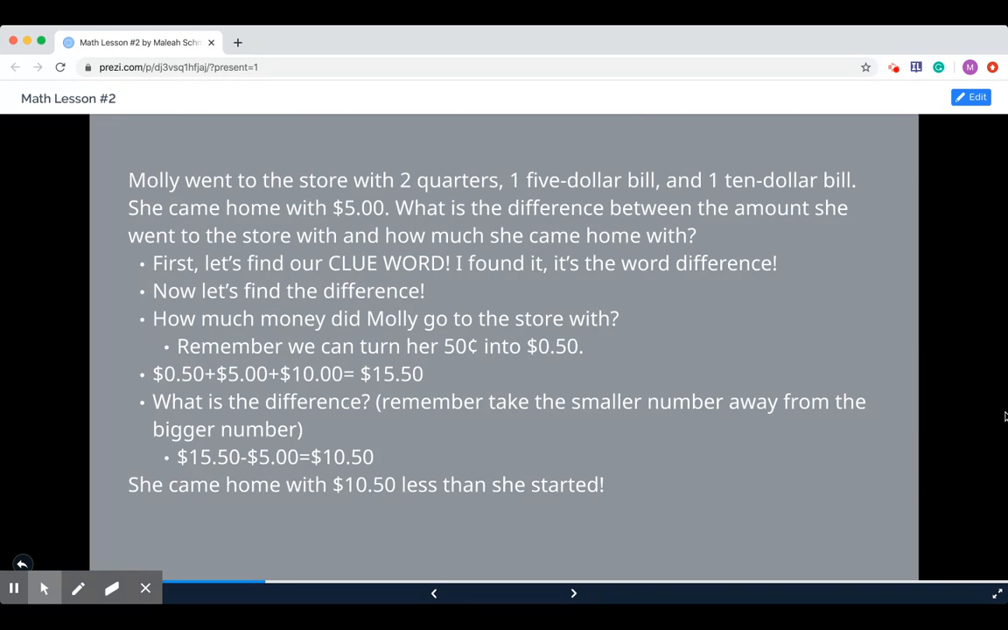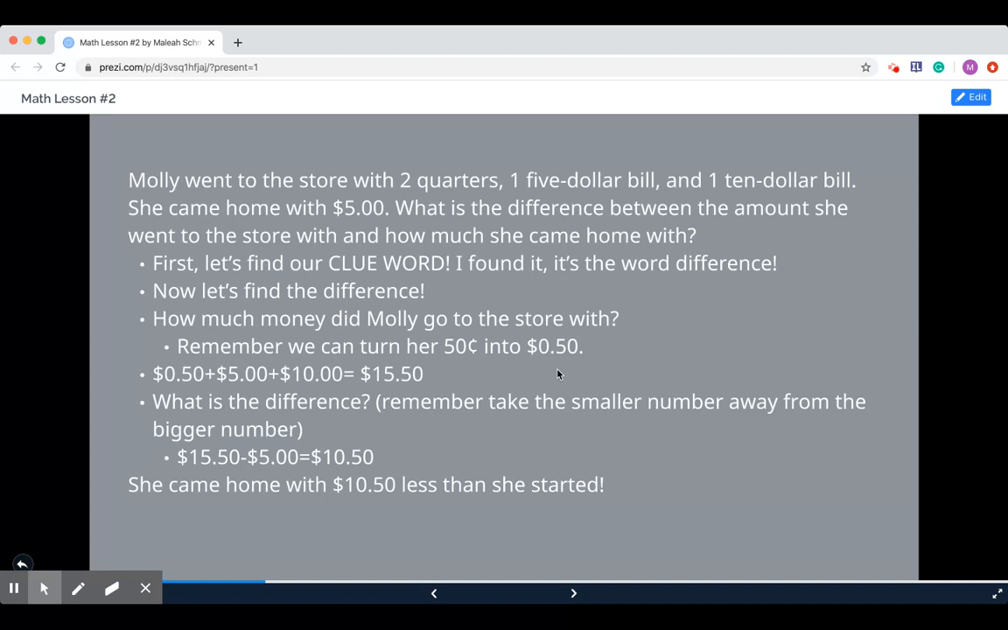First, we have to figure out how much money Molly went to the store with. So our 2 quarters is worth 50 cents, but we can't write it with the cent sign after. Let's make sure we write it this way. So we're going to turn this into this. We're going to have a dollar sign, a 0 with our decimal, with our 50 to the right of our decimal. So now we're going to take our 50 cents plus our $5 plus our $10, which equals $15.50.